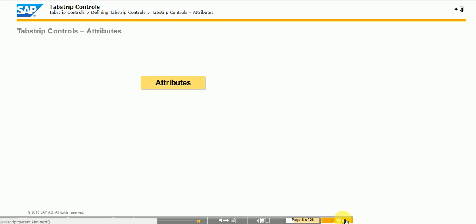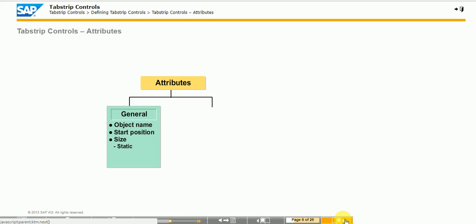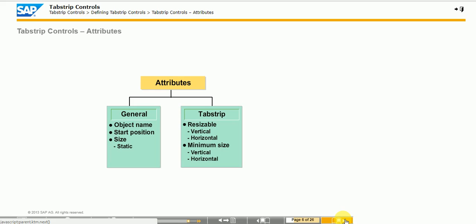In addition to the general attributes, for example, object name, start position, and size, static Tabstrip controls also have special attributes.